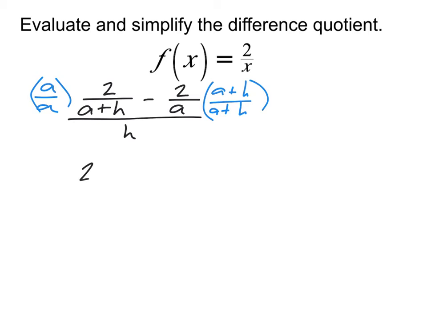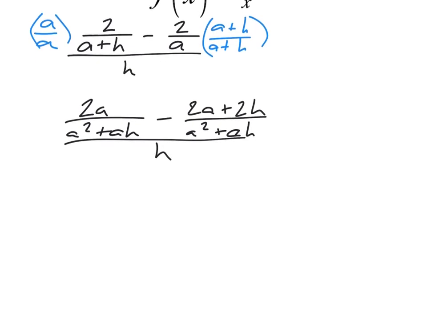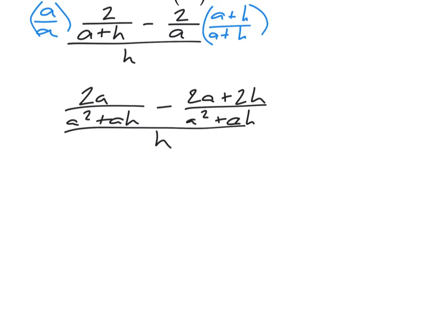And when we do that, that gives us 2a over a squared plus ah, minus 2a plus 2h. Alright, so then we go ahead and do the subtraction. So I'm going to be doing 2a minus the 2a here, which is going to give us 0. That goes away. And then I'm also subtracting, notice, this 2h. So I now actually have a negative 2h over a squared plus ah. That negative is the one that we're commonly going to forget, and that's all over h.